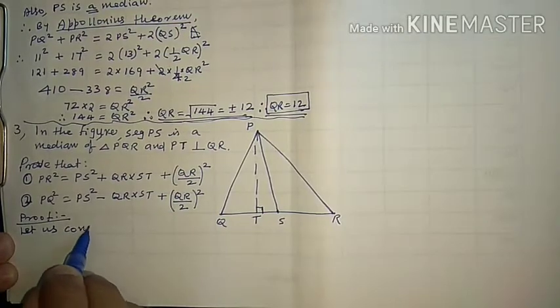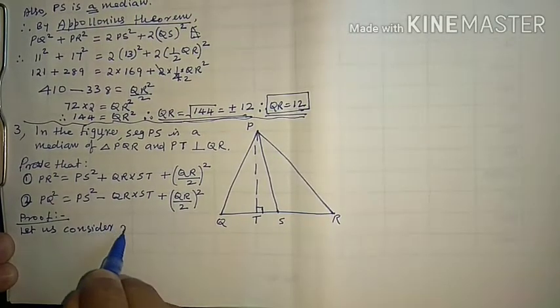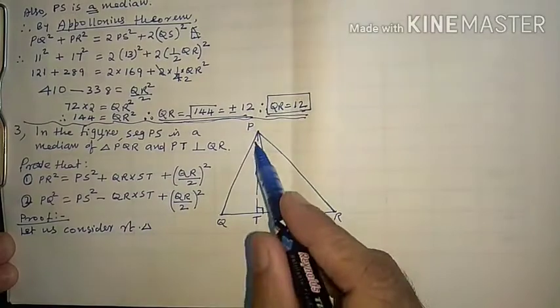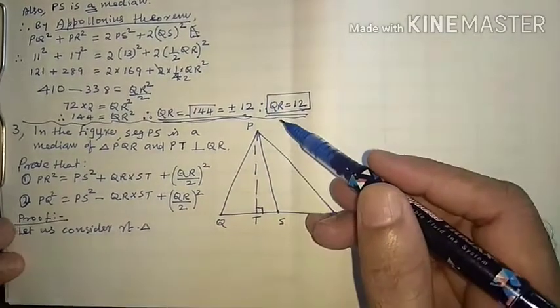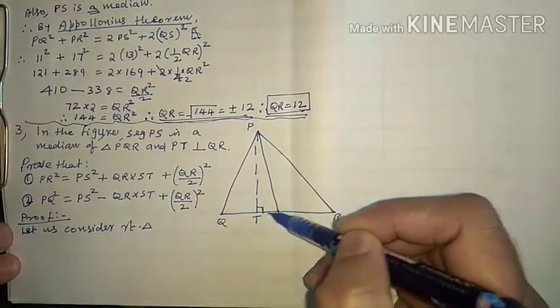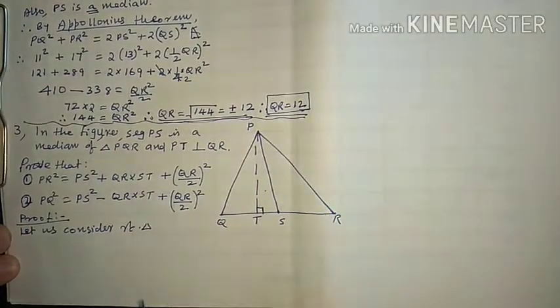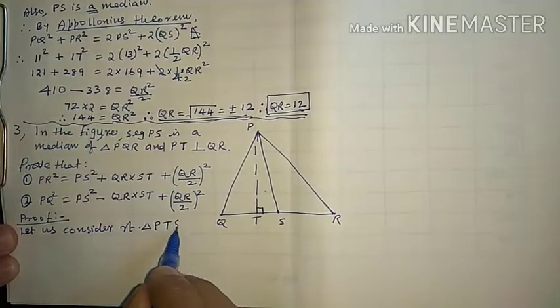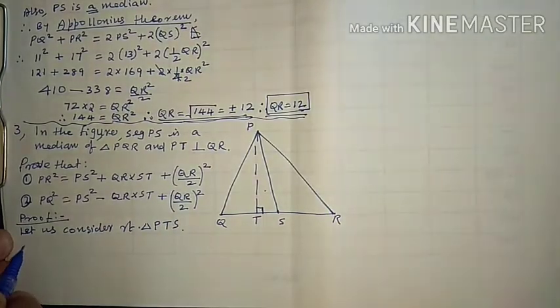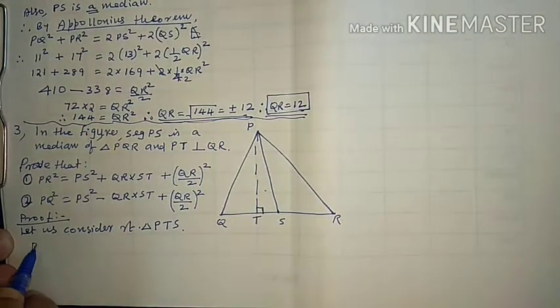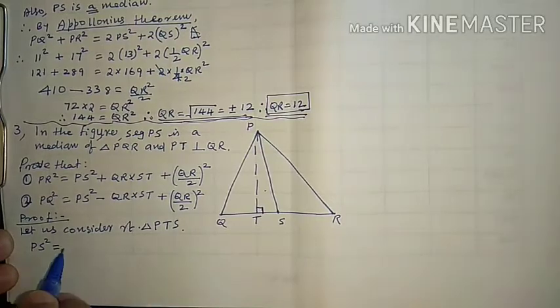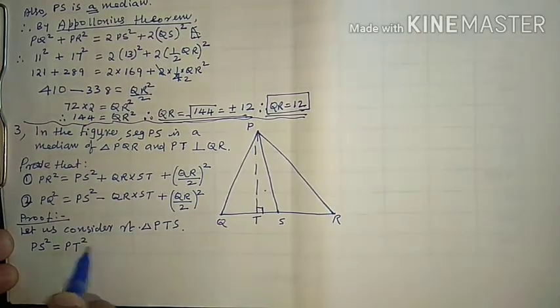Let us consider right triangle PTS, the small triangle, this one. In the right triangle we are considering, by Pythagoras theorem, PS square is equal to PT square plus TS square.